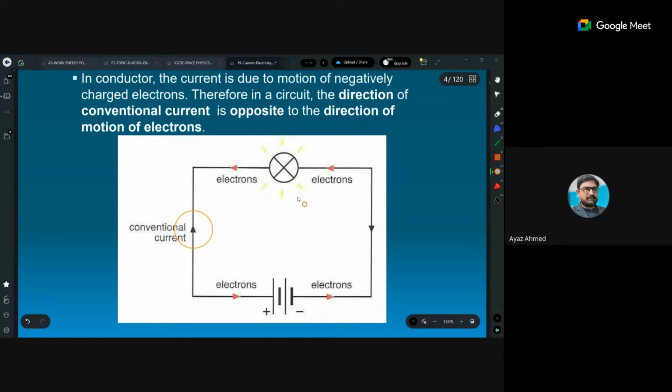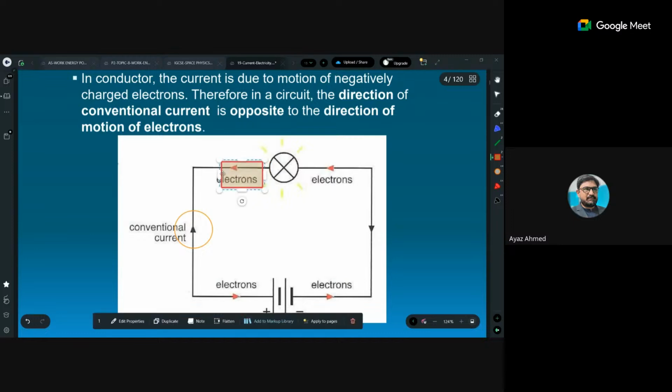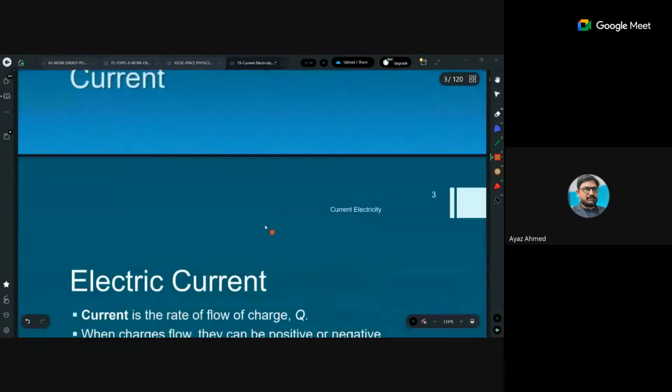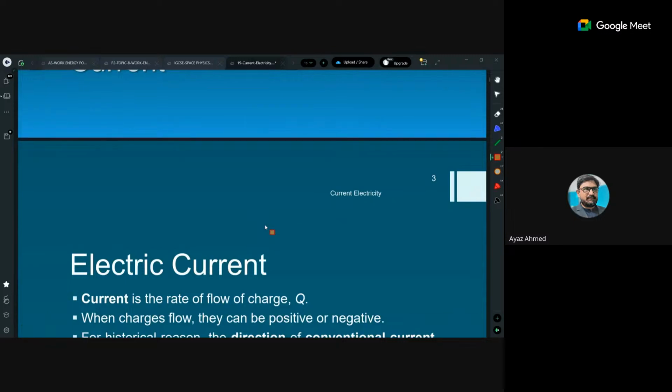So when we talk about conventional current and electronic current, both are opposite to each other. You have to take care of this. The flow of electrons is opposite to the positive charges, not protons. Remember this thing. So here are the conventional current and electronic current in front of you. Okay?